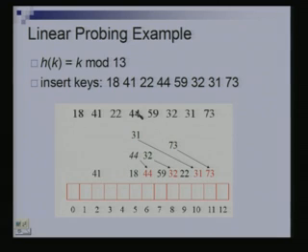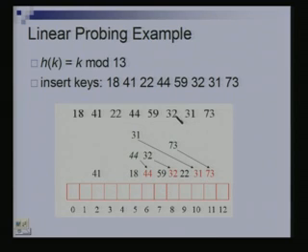44. 44 mod 13 is 5. So we want to put 44 at this location, but this location is already occupied by 18. So 44 will now search for the next location. This location is empty, so we put 44 here. 59. 59 mod 13 is 7. We come to this location, it was empty, so we put 59 here.